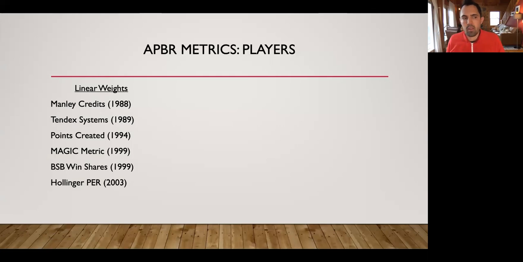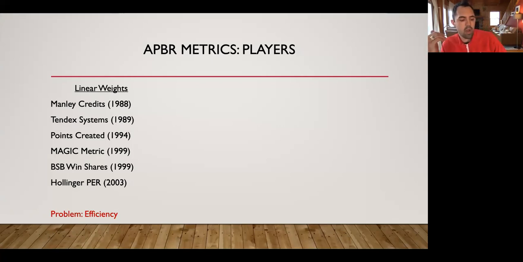Basically, linear weights were an attempt to summarize a player's box score contribution into one number. Can we put some coefficients in front of these box score stats and end up with a catch-all number of value with which we can rank or compare players? So this was kind of cool. Some of these were super popular, some less so, and some are still used a little bit today. But they had one major problem: the problem of efficiency.